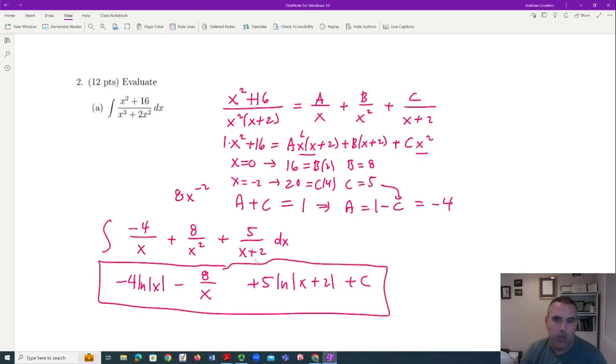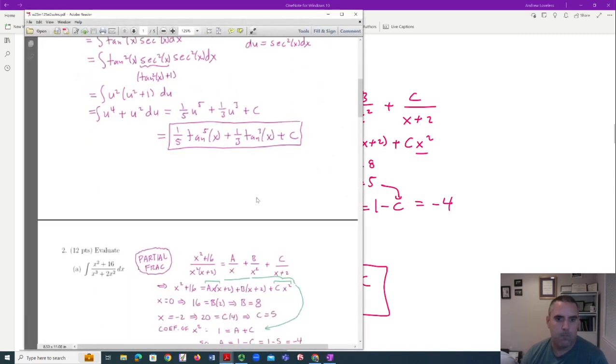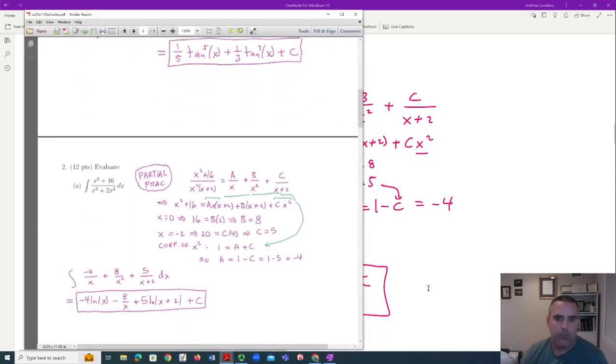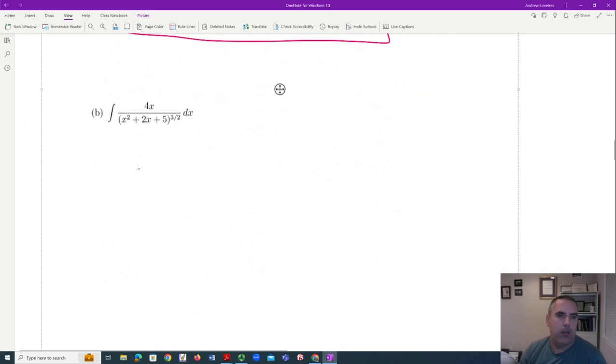So that was a somewhat straightforward partial fractions problem. Let's double check and see if anything went wrong there. Success. On we go.